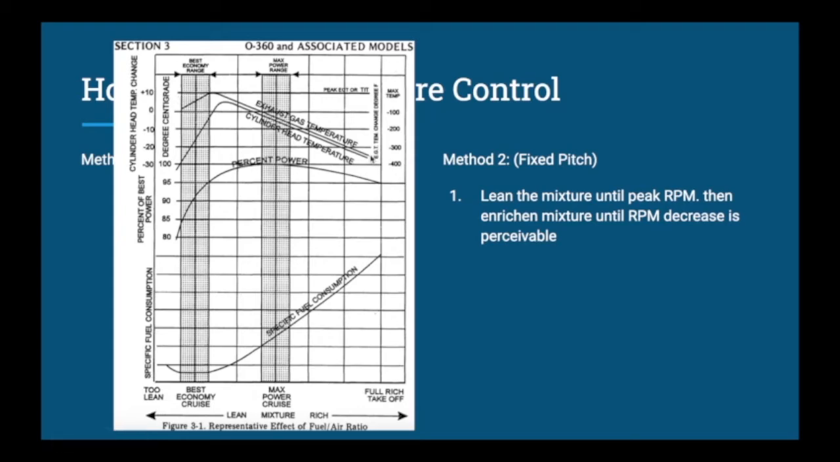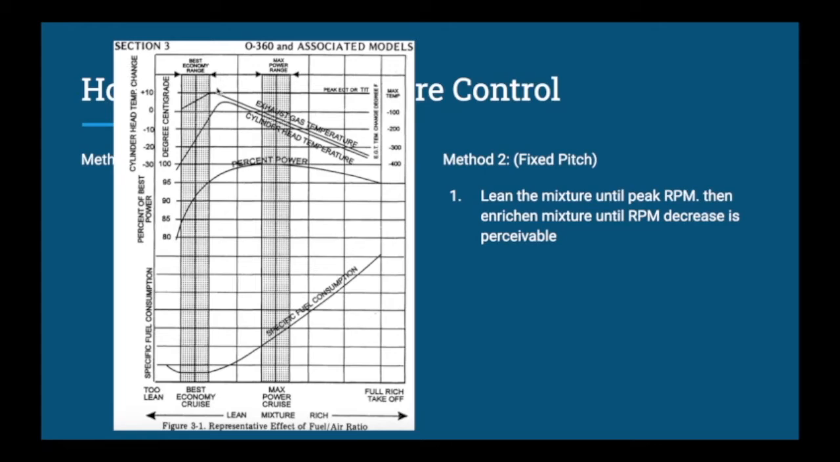We always start from full rich, and as we lean it, you can see that your exhaust gas temperature is increasing. Your cylinder head temperature is also increasing before they both begin to decrease. The percent power is slowly increasing and then a fairly significant arc to decreasing as you get too lean. And your specific fuel consumption is mostly just decreasing until it flattens out.